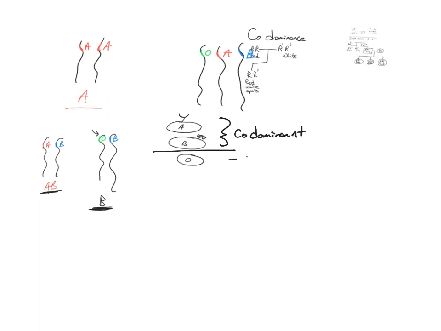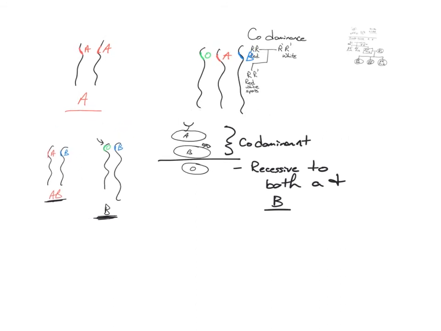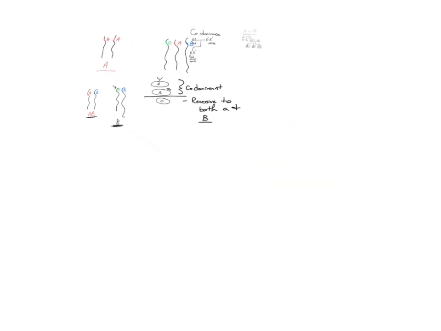And O is recessive to both A and B. So if you have an O blood type, what are your genes? They're recessive, so what are they? You have OO, is correct. You're homozygous recessive.